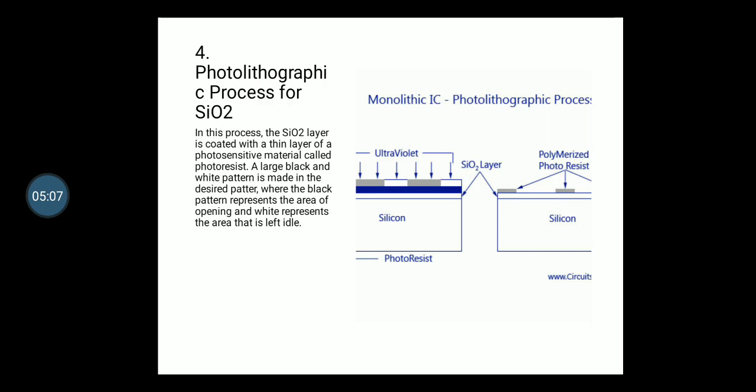Next is the photolithography for SiO2. In this process, the SiO2 layer is coated with a thin layer of a photosensitive material called photoresist. A large black and white pattern is made in the desired pattern, where the black pattern represents the area of opening and the white pattern represents the area that is left dry.